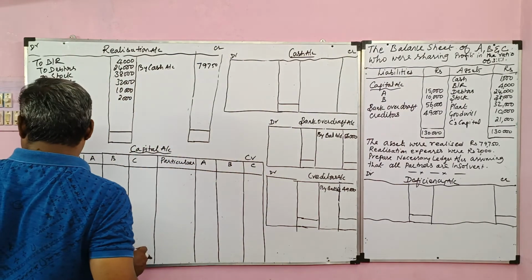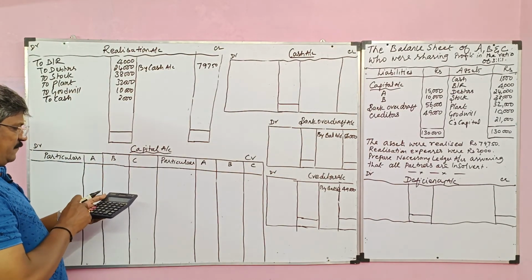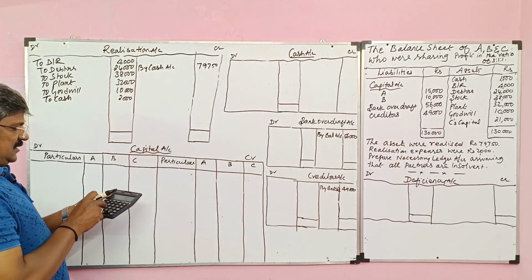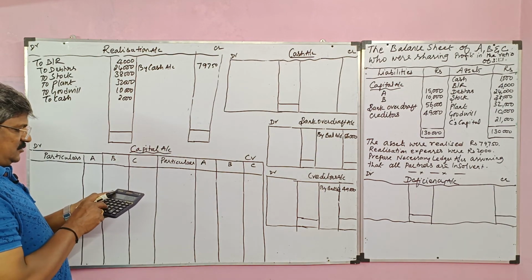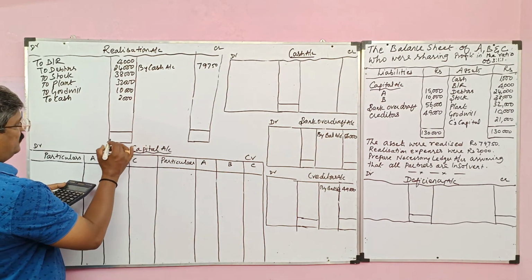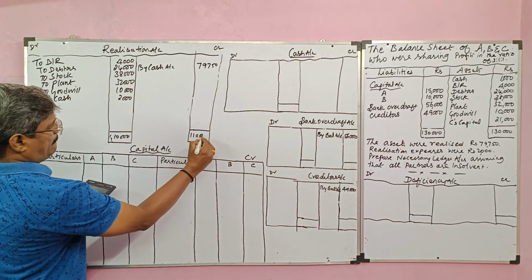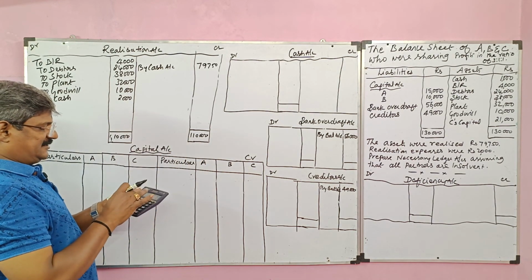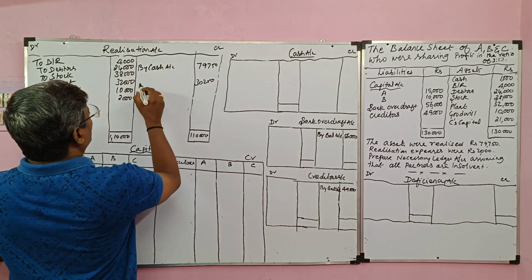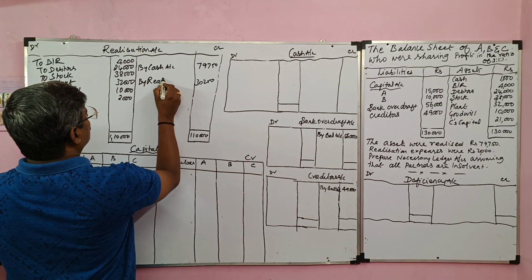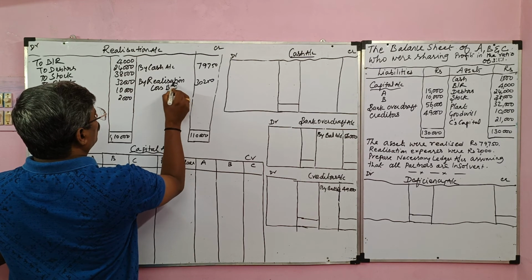Now we have to close the realization account to find the realization loss. On the realization account debit side we have 4,000 plus 24,000 plus 38,000 plus 32,000 plus 10,000 plus 2,000. So the debit side total of the realization account is 1,10,000 minus assets realization 79,750. So the balance is 30,250. That is the realization loss. It should be transferred to all the partners.